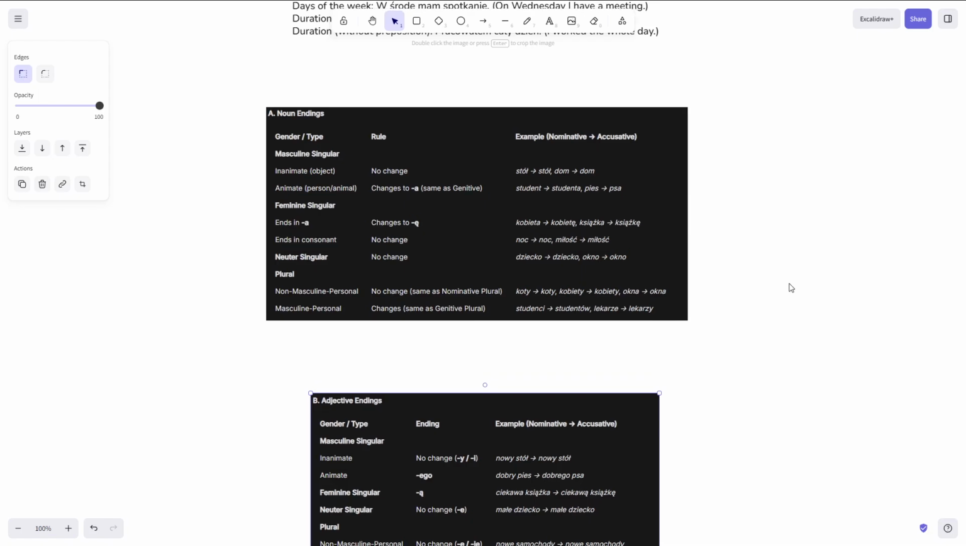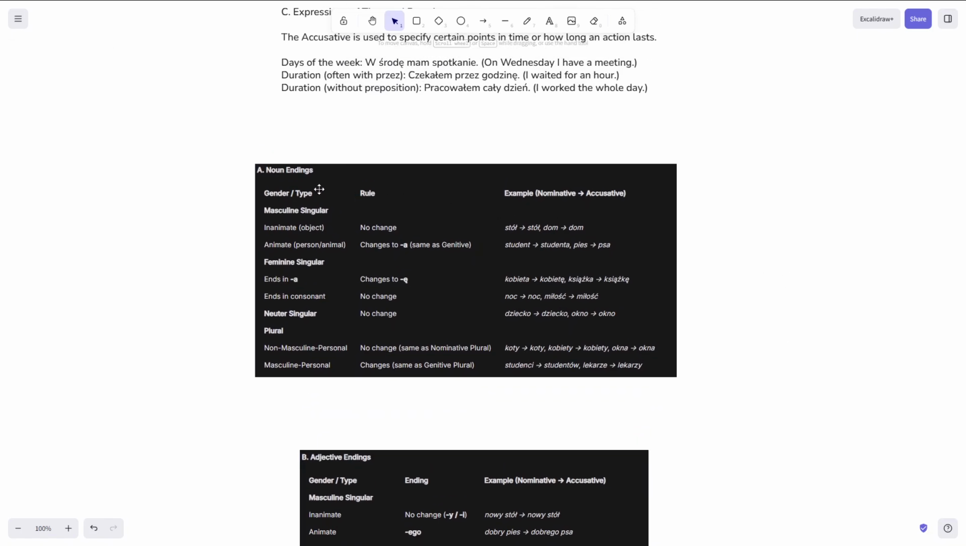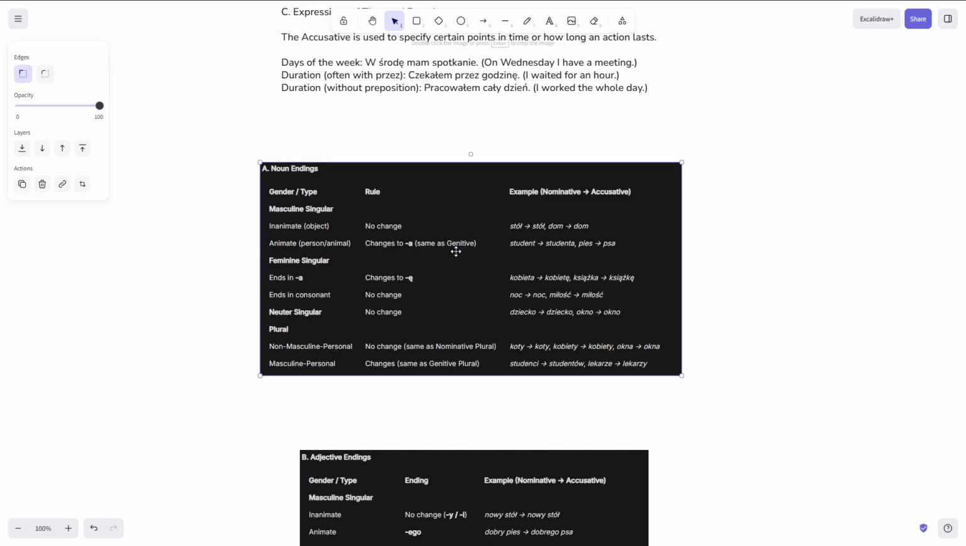So first of all, let's go for our nouns. For masculine singular, for inanimate objects, so not living things, just objects, there is absolutely no change from nominative. It is just nominative. So for example, table, stół, in accusative is also stół. House, dom, is also dom in accusative.